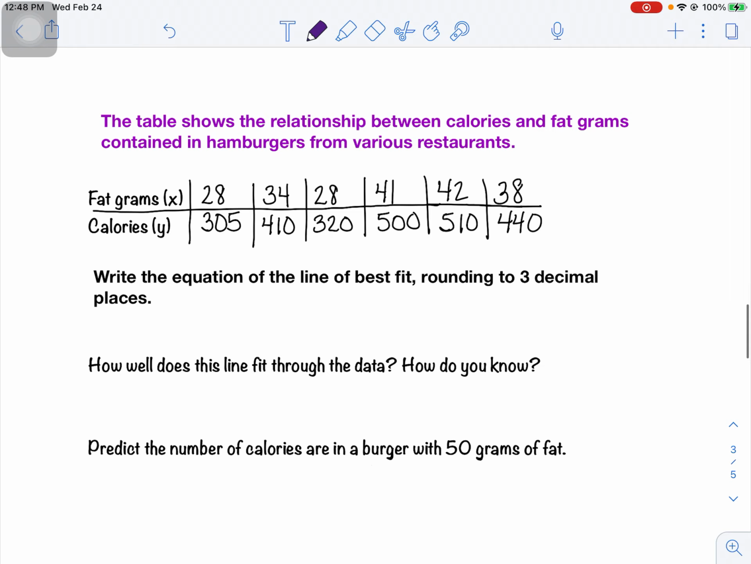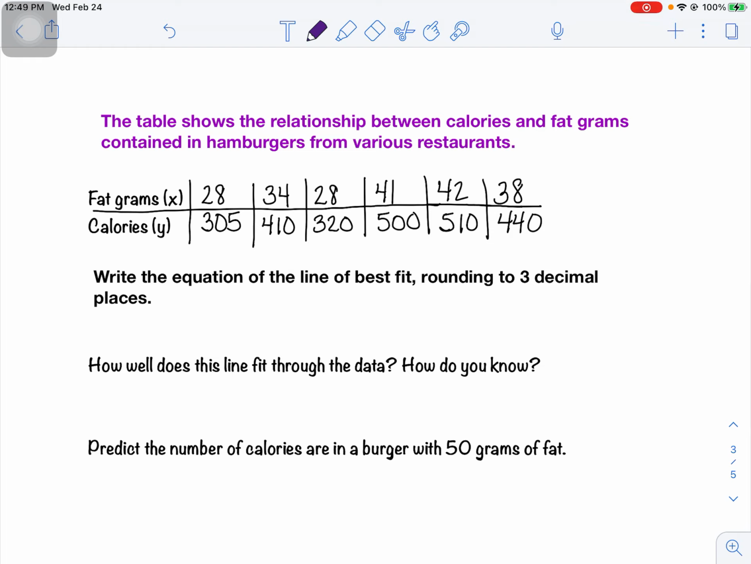So we're going to look at this example here. The table shows a relationship between calories and fat grams contained in hamburgers from various restaurants. So we have our fat grams, 28, and the calories for that hamburger would be 305, and then 34 and 410, and so forth. So these are different restaurants with different fat grams and calories. And we want to see, is there a correlation between the number of fat grams in something and how many calories it has? Now, if I think realistically, the more fat I eat, I would think I would have more calories coming in. So I'm thinking it's probably going to be a positive correlation. I don't know how strong it's going to be. I think maybe a little bit strong.